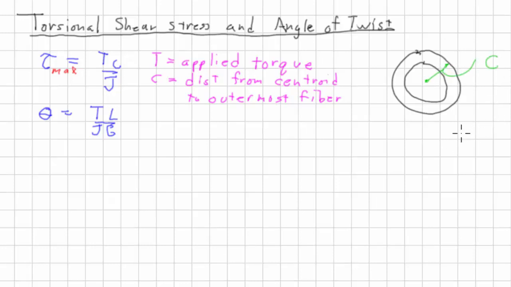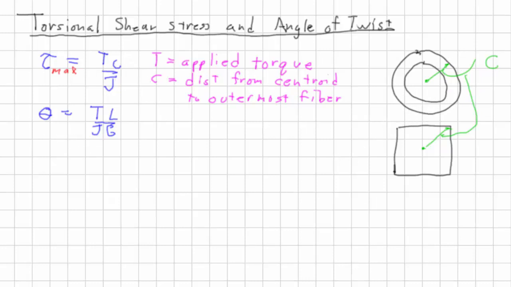If it was, say, a square shaft, which is possible, it would be this distance from the center of the square to the corner here. But very often these drive shafts or other shafts that are designed to take torsion are circular because it's a very efficient shape for that.